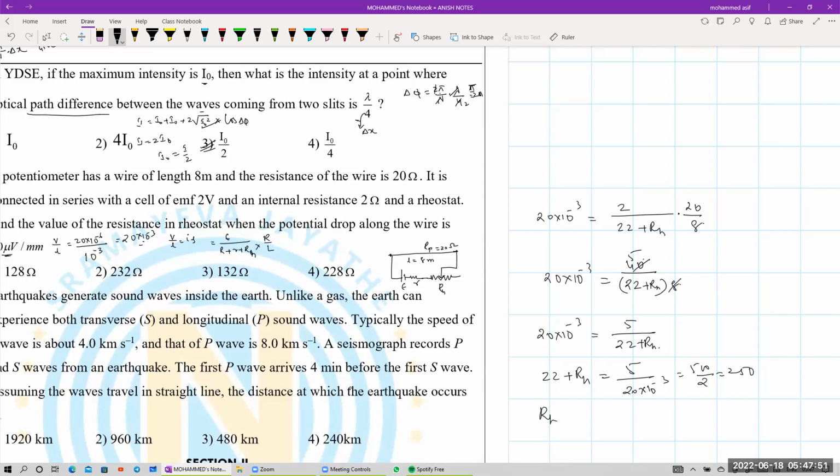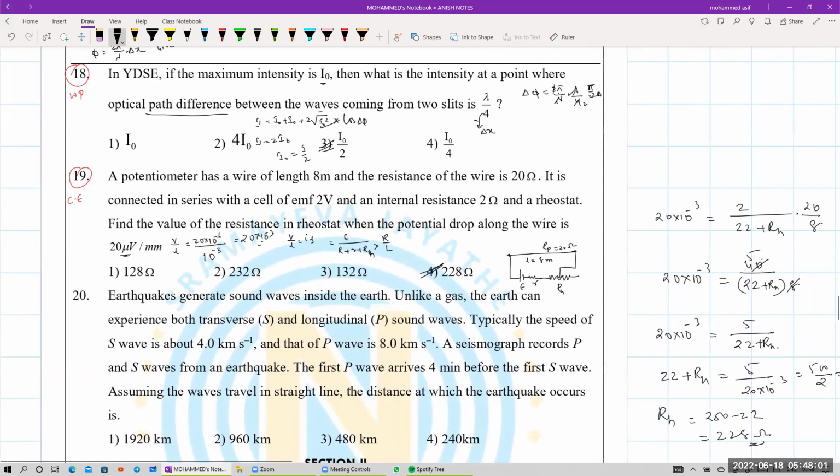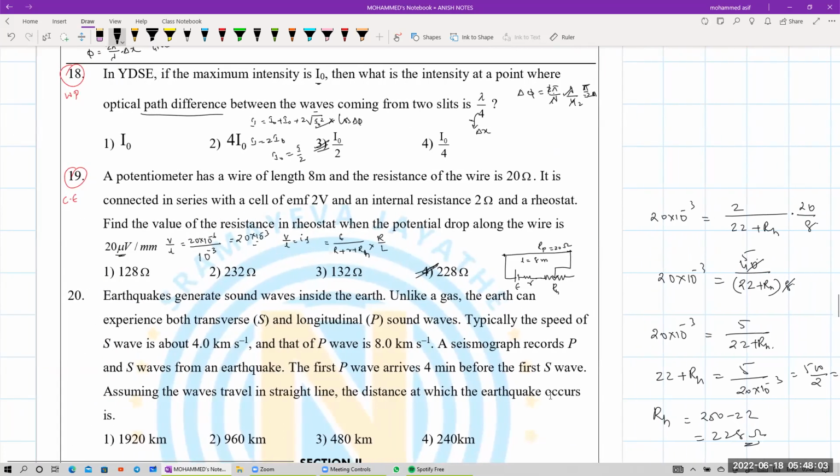So resistance of the rheostat will be equal to 250 minus 22. 250 minus 22 is 228 ohms. So it should be 228 ohms. Got it? Direct formula based question.